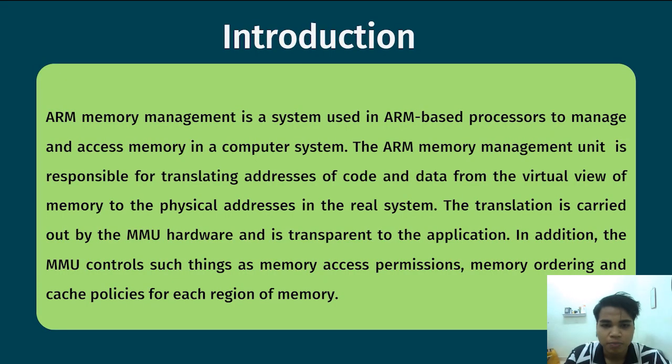Now I will explain to all of you about the introduction of our topic. ARM memory management is a system used in ARM-based processors to manage and access memory in a computer system. The ARM memory management unit is responsible for translating addresses of code and data from the virtual view of memory to the physical address in the real system. The translation is carried out by the MMU hardware and is transparent to the application. In addition, the MMU controls such things as memory access permission, memory ordering, and cache policies for each region of memory.